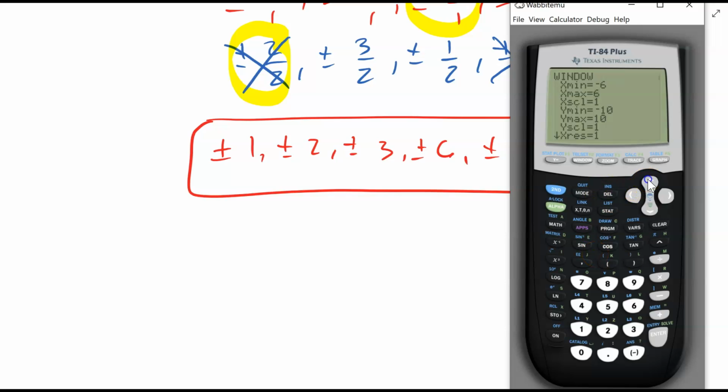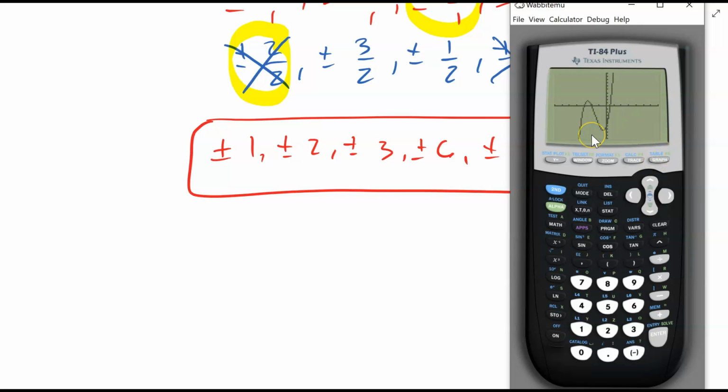Or really probably better would be to pick something a little bit bigger or a little bit smaller than each of those. So maybe I'll do negative 7 and positive 7. Because I want to see if it's crossing or not. If it's the very last thing on my screen, sometimes it's hard to tell. And now I'm going to hit graph.